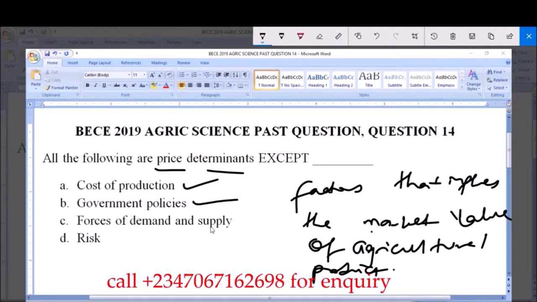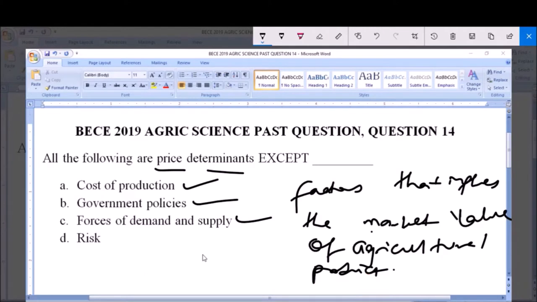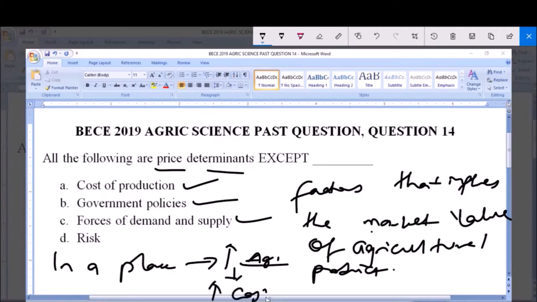Now, see here, it says forces of demand and supply. Yes. Forces of demand and supply is also a price determinant, because take for instance a place where there is a high or increased demand of a particular agricultural product. Now this agricultural product will be scarce because of the increase in demand and supply of this product. It will be scarce, and because of the scarcity, the cost will also increase. It leads to an increase in the cost of this product. So forces of demand and supply actually affect the price of agricultural products.